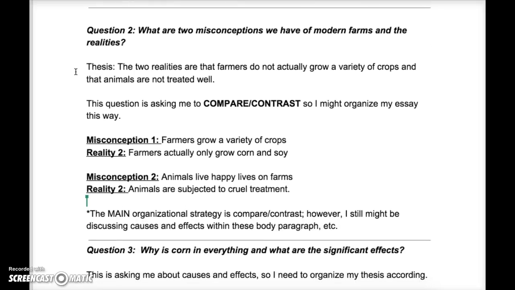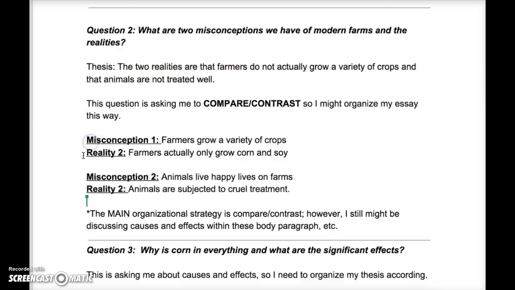Let's look at question 2. What are 2 misconceptions that we have of modern farms and the realities? So what is this question asking me to do? I think it's asking me to compare and contrast, right? I have to compare and contrast the modern farm, the reality and the misconceptions of the modern farms. So my thesis needs to address that. My thesis might be the 2 realities of the modern farms are that farmers do not actually grow a variety of crops and the animals are not treated well.